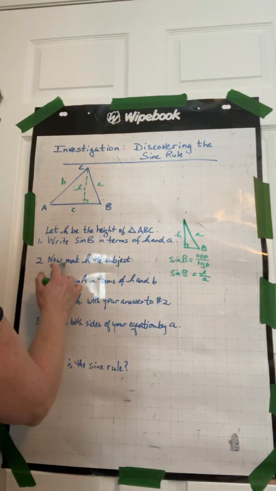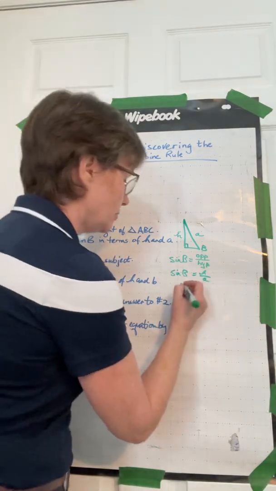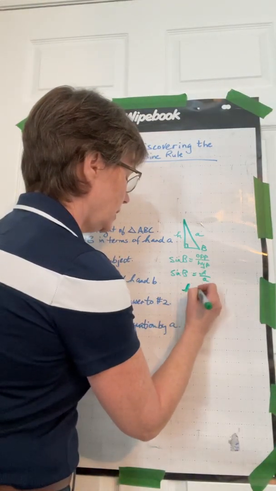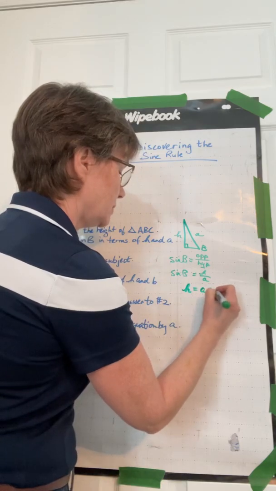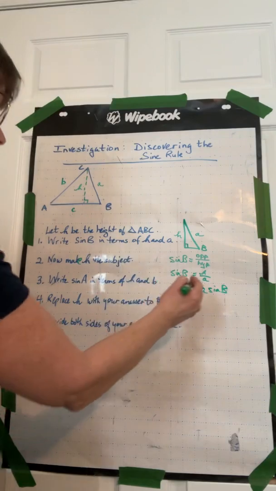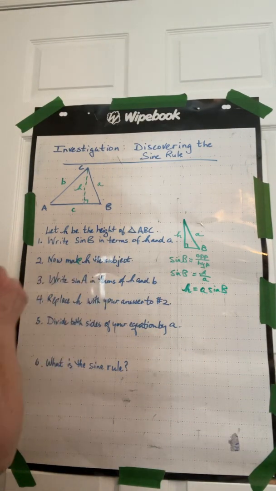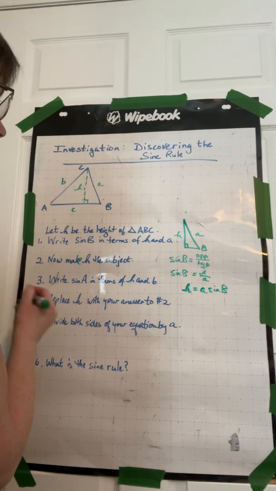Number two, now make H the subject. All right, so rearrange this for H. So H equals A times sine B. Number three, write sine A in terms of H and B.